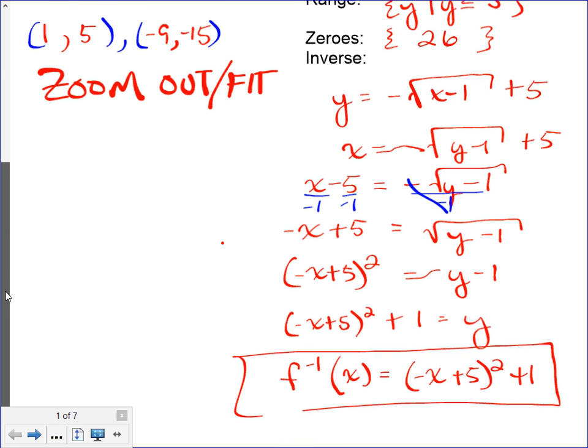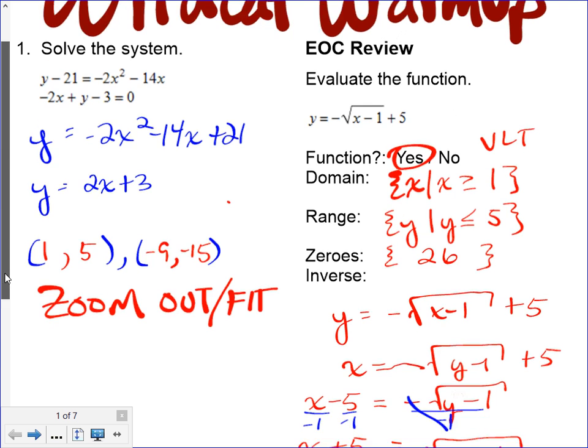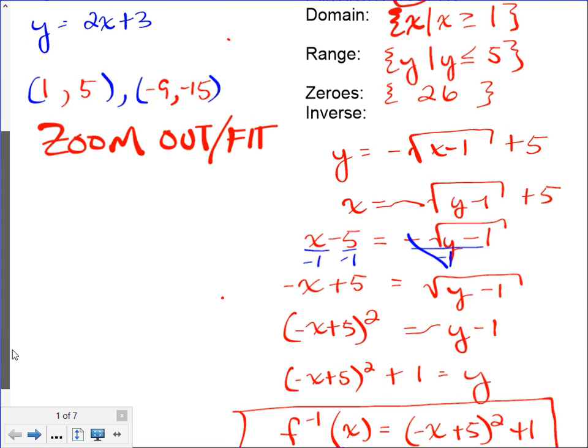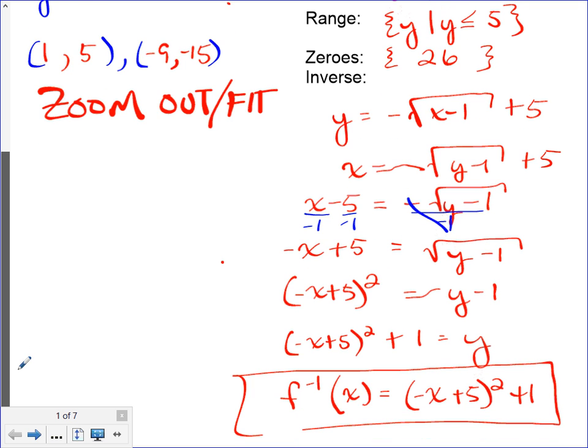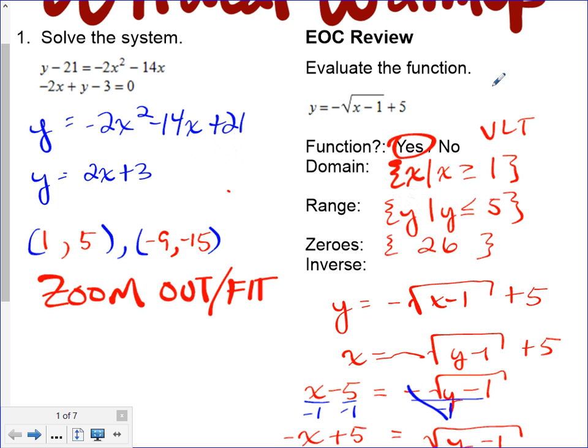Long and complex warm up. All these are hard ACT questions. These are upper level. Find the inverse of that. Ooh. And then completely tell me everything about this function. You've got to know functions inside and out. And we will keep reviewing until you are perfect at it.